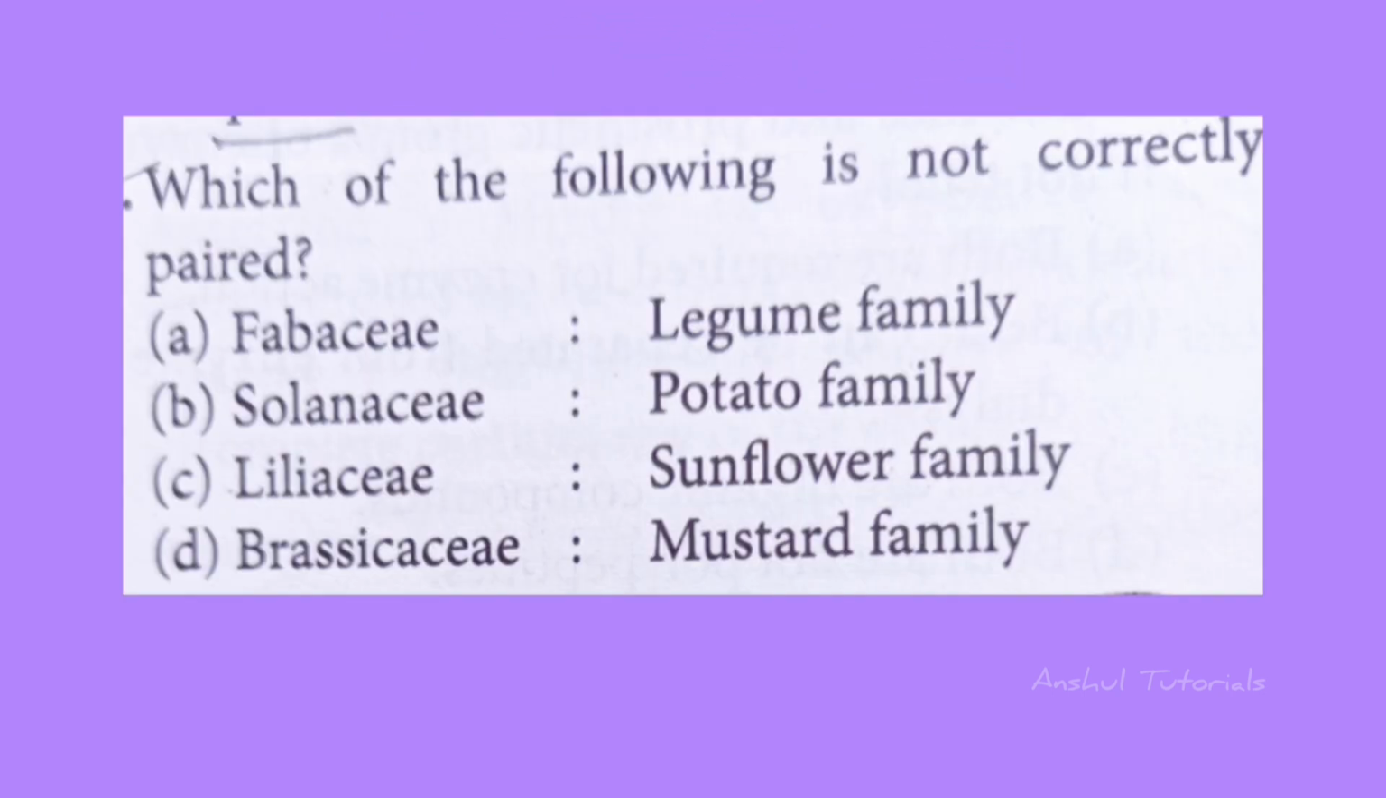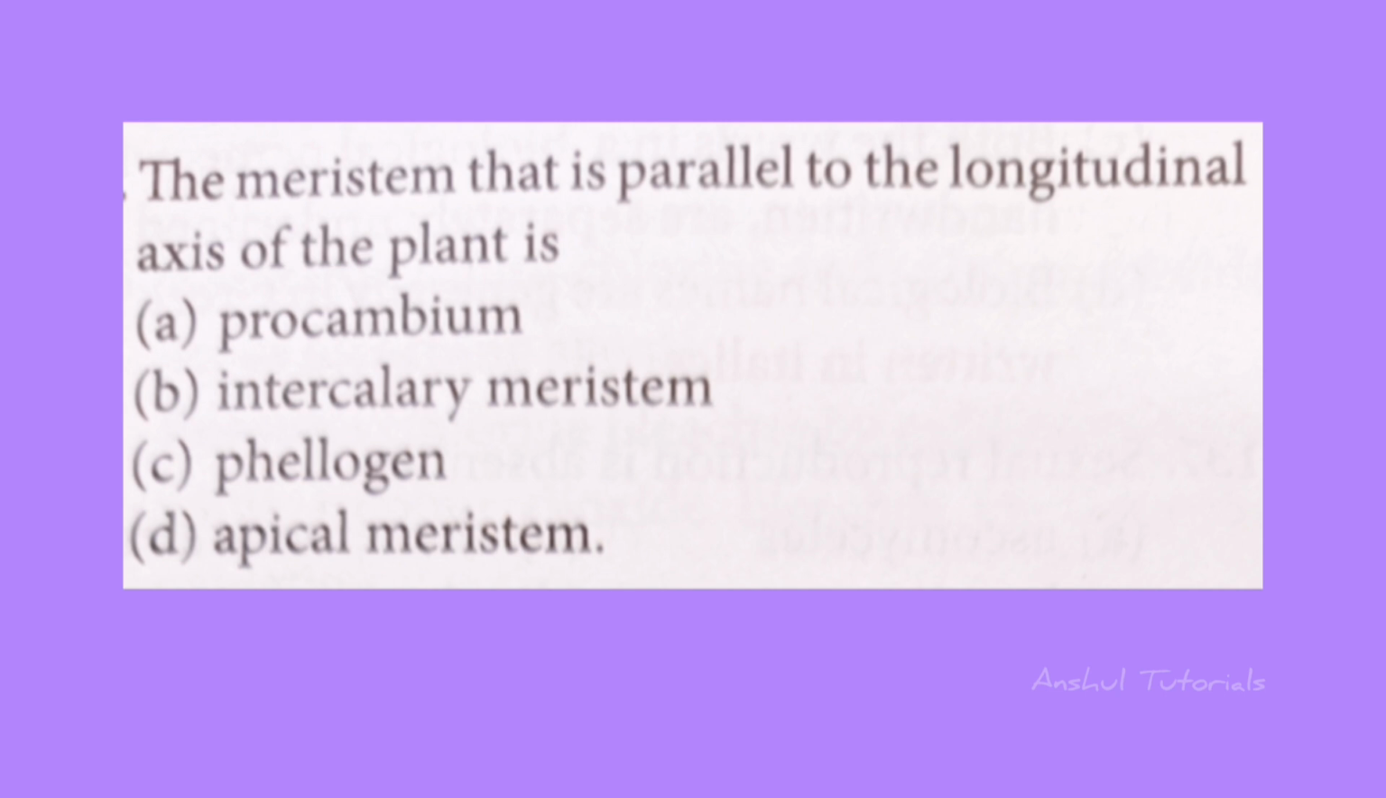So the first question is, which of the following is not correctly paired? So the correct answer is option C, that is Liliaceae sunflower family. The next question is, the meristem that is parallel to the longitudinal axis of the plant is, so the correct answer is option C, that is phloem.